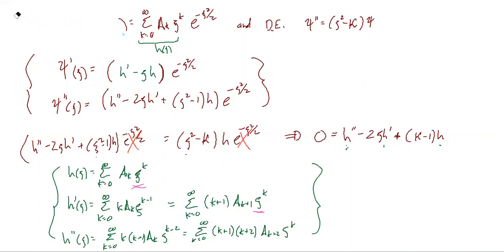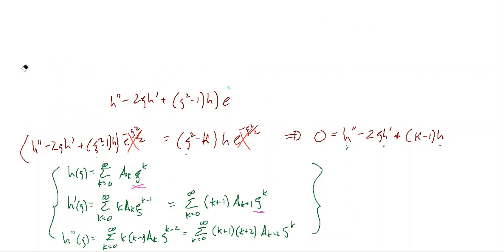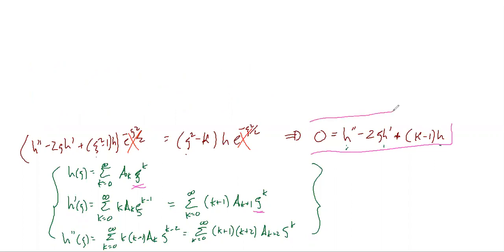Okay, so we don't need our trial function anymore. We don't need our differential equation anymore. We've dumped everything in. The only thing we have to do is take this, the differential equation written in terms of our trial function, and then put in these values and do some algebra.